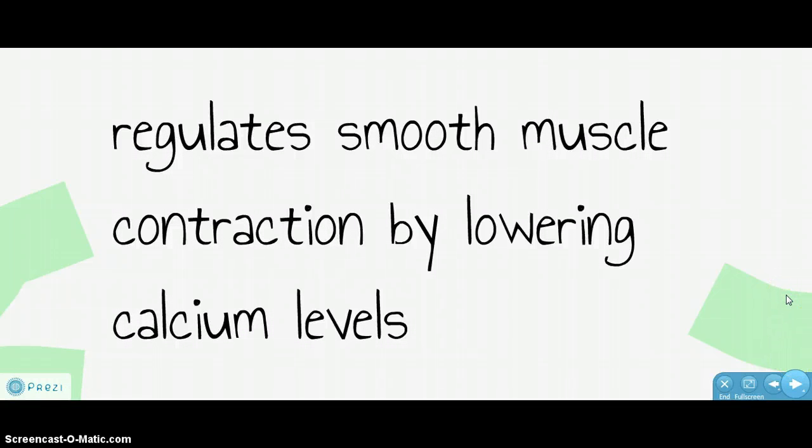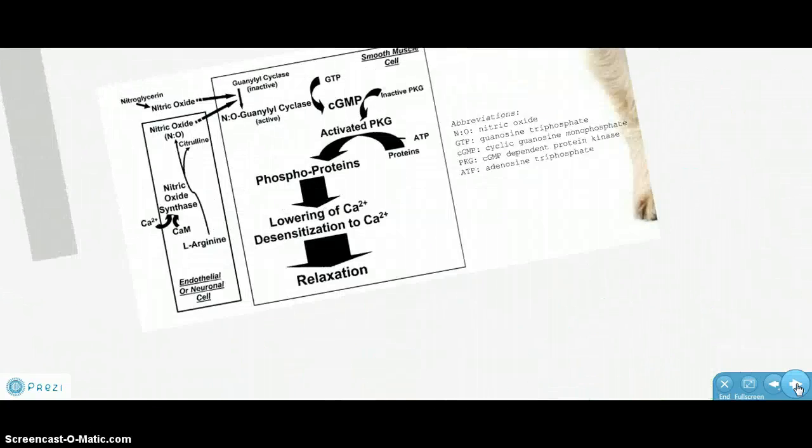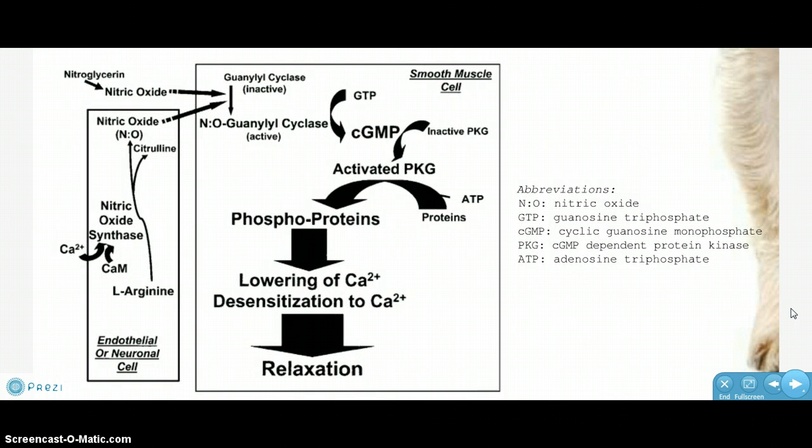When PKG is activated, phosphoproteins lower the calcium in the blood. This lowering of the calcium leads to increased blood flow. And you can see in the picture, when an arrow becomes larger, that means that the cell signals are being amplified. So that means a small signal can trigger a larger response. And then after this, the guanylyl cyclase can be recycled all over again.